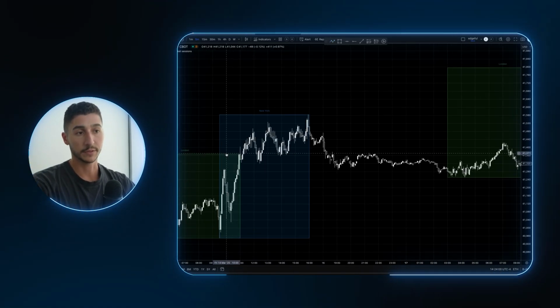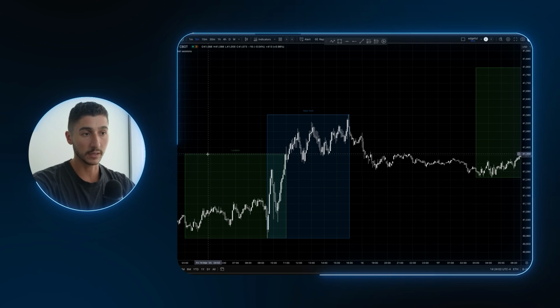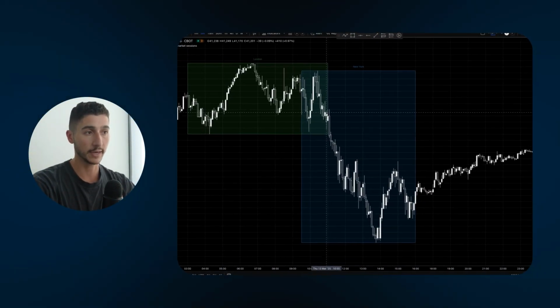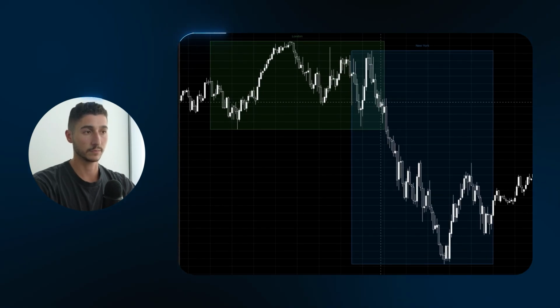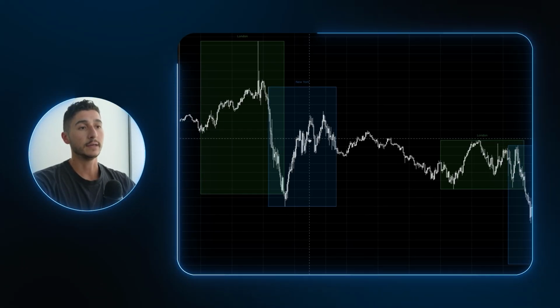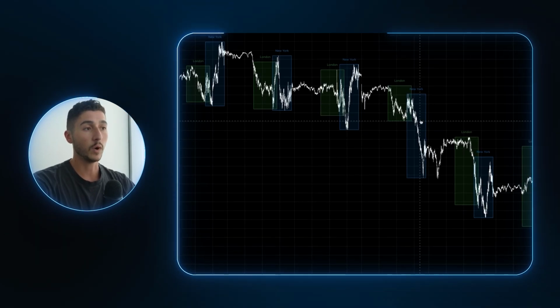Here's another example. This happened right away, but this London high or low, or this London range, is a very key level to look at. Right over here, you want to expect price to come down. And it's mostly about expecting one side to break.